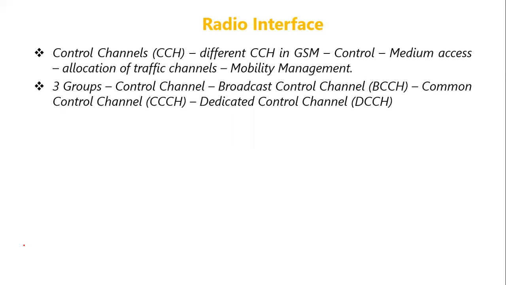It performs control on medium access, allocation of traffic channels, and mobility management. Three groups of control channels have been defined: the broadcast control channel, called BCCH, the common control channel, called CCCH, and the dedicated control channel, called DCCH. So let us try to understand how each of these control channels works.